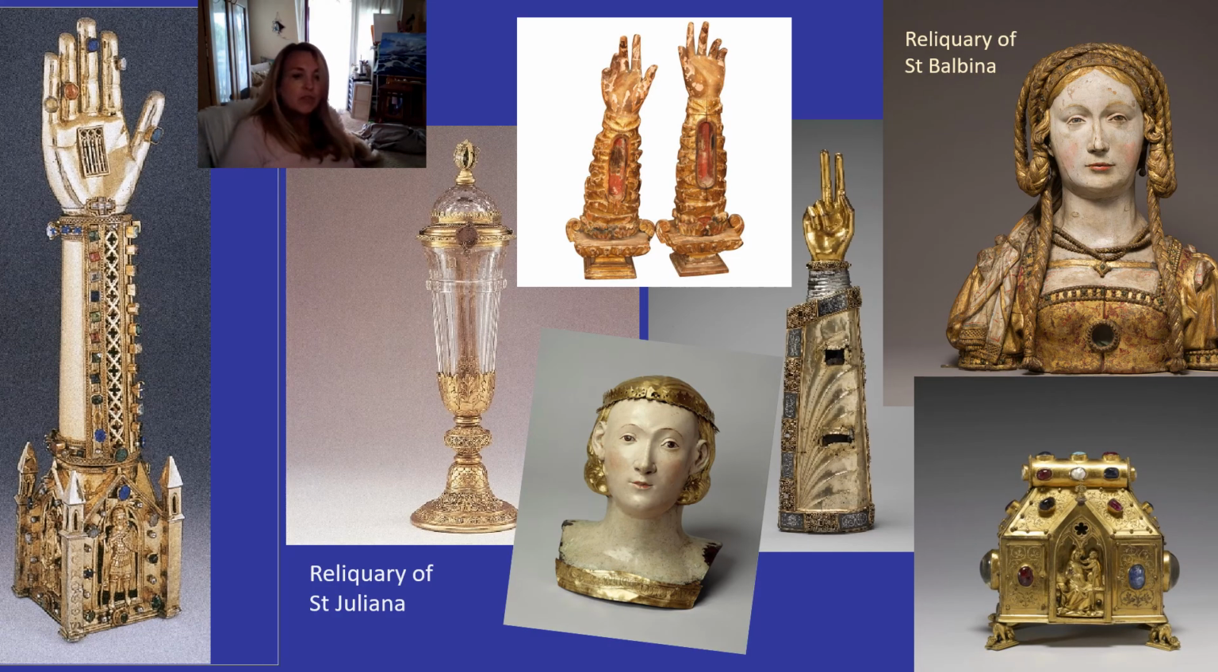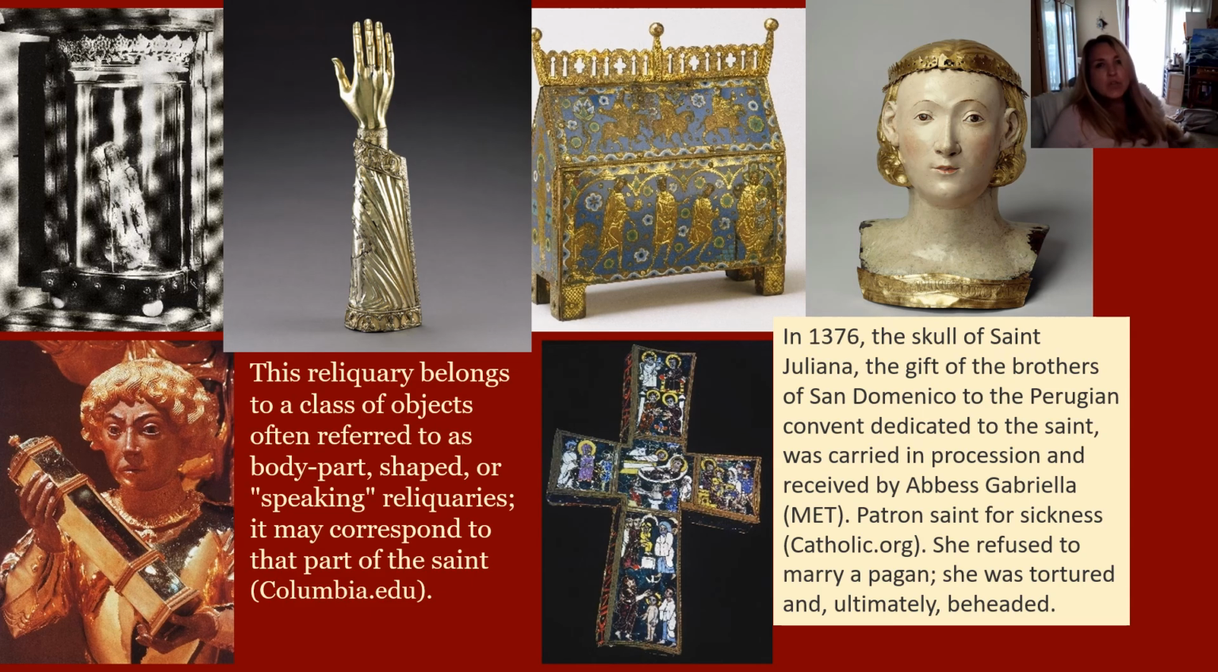Reliquary of Saint Juliana, reliquary of Saint Balbina. Sometimes you can tell it's a hand or a figure because it's in an arm reliquary, or a finger reliquary, or a hand reliquary. These are actually called speaking reliquaries. They belong to a class of objects that are referred to as body part shaped, or again, speaking reliquaries that correspond to a part of the saint.